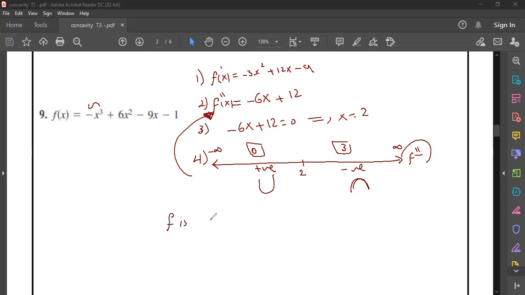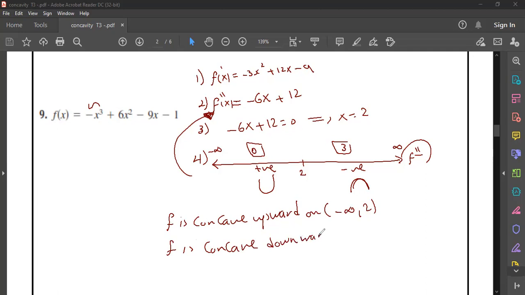So f is concave upward on which interval? Negative infinity to 2. f is concave downward on which interval? 2 to infinity. I use the sign of the second derivative on each interval to decide the concavity. Please don't forget, when we ask about the concavity, we use the second derivative test. But when we ask about the behavior of the function, increasing or decreasing, we use the first derivative test.